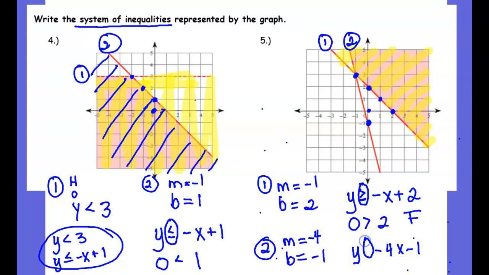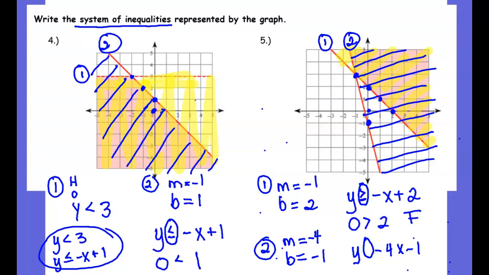We need to figure out what goes there. With that particular line, in order for that to be the shaded region, if we took this line, we would make this all shaded. That means (0, 0) is actually true. So for (0, 0) to be true, we would have a 0 and a negative 1, and we want that to be true. Well, we know that 0 is greater than. And in this case, it's a solid line, so it's greater than or equal to. So our two inequalities would be y is greater than or equal to negative x plus 2, and y is greater than or equal to negative 4x minus 1.